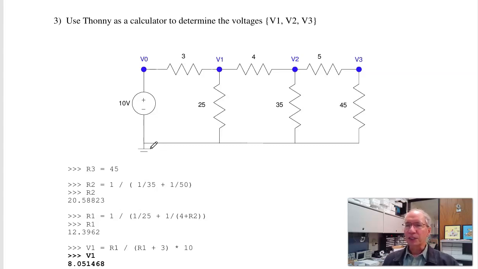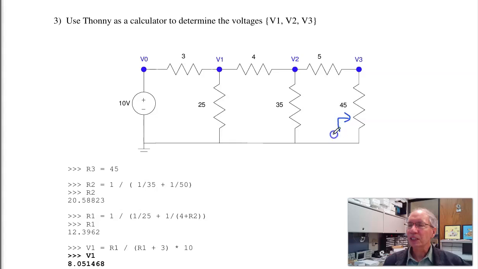Using voltage division, I can find the voltages. If I knew V2, I could find V3 by voltage division. It's 45 divided by the total resistance times V2. If I knew V1, I could find V2. It's all this impedance over 4 plus that impedance. If I knew V0, I could find V1. So that's where I need those resistances, probably why I calculated it in the previous problem.